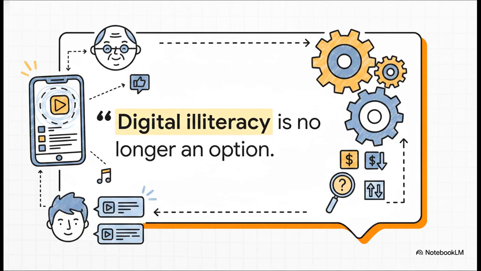To quote the Internet Safety Guide for Seniors, digital illiteracy is no longer an option. Whether you are 18 and getting your daily news directly from TikTok or 80 and staying connected with friends on Facebook, understanding these underlying systems is now a mandatory survival skill for modern, independent life.